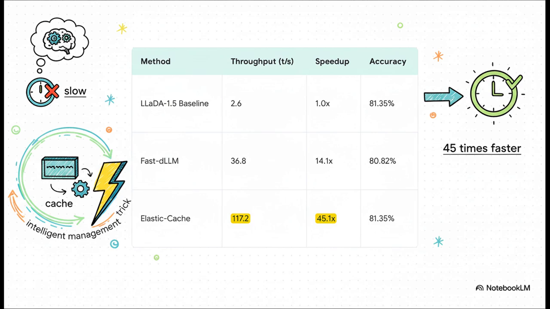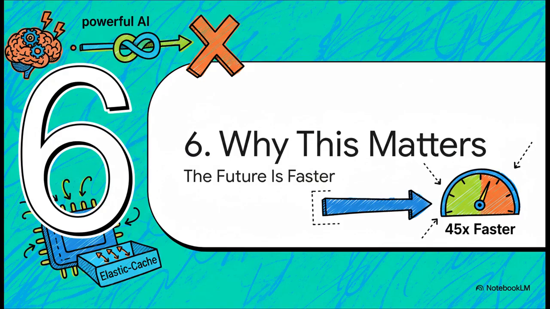Look at the baseline model, just chugging along at 2.6 tokens per second. A previous attempt to optimize it got it up to about 37, which is pretty good. But then you've got Elastic Cache just blowing past it at over 117 tokens per second. That's your 45x speedup. And look at that last column. It does it while matching the original model's accuracy perfectly. Just incredible.